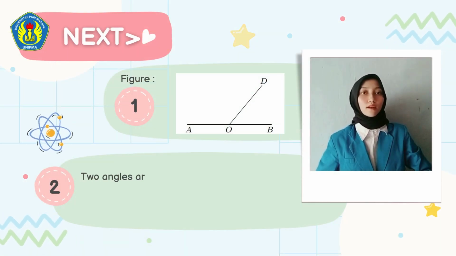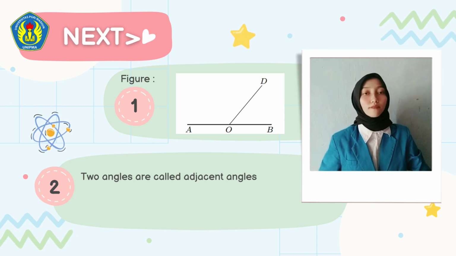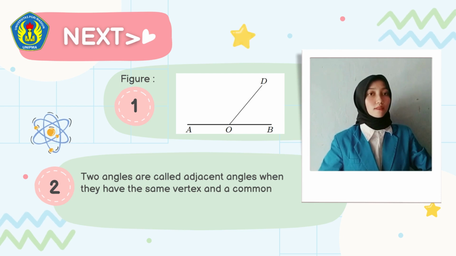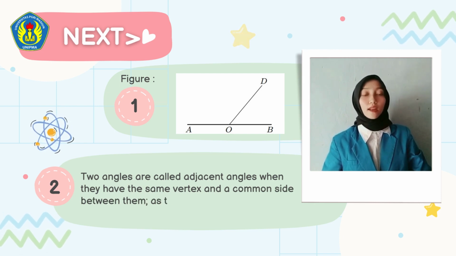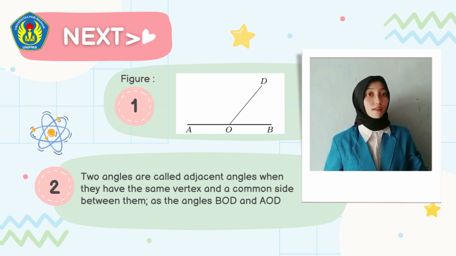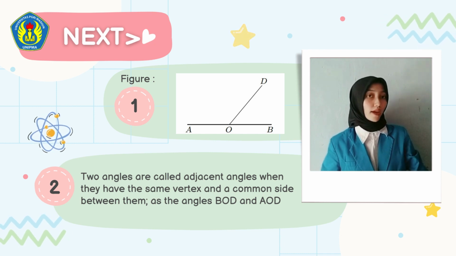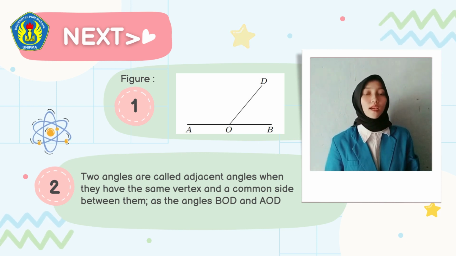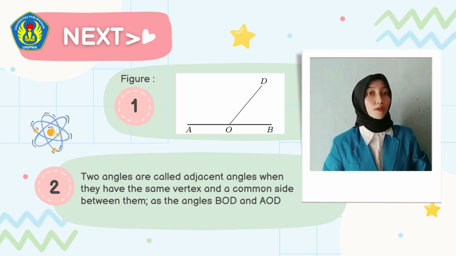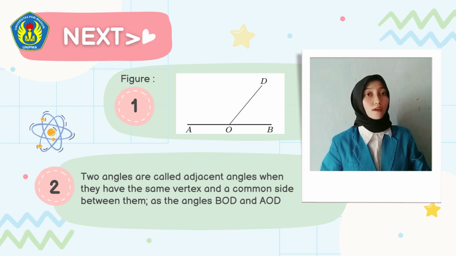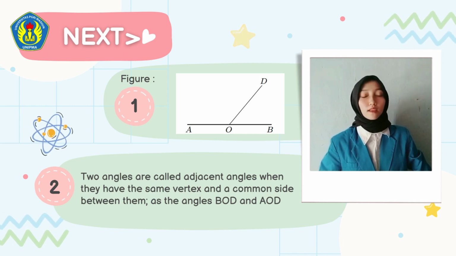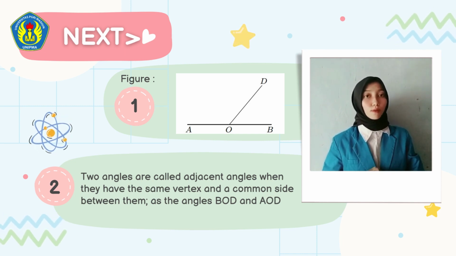Two angles are called adjacent angles when they have the same vertex and a common side between them, as the angles BOD and AOD. If we look at the figure, O is the common vertex between the two angles, and OD is the common side between them. In this figure, the angle BOD and angle AOD are adjacent angles because they share a vertex at O and the side OD between them.